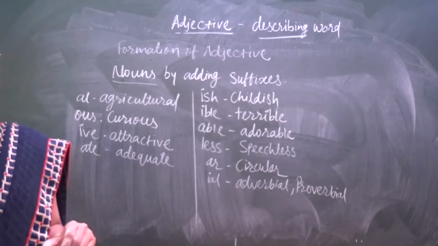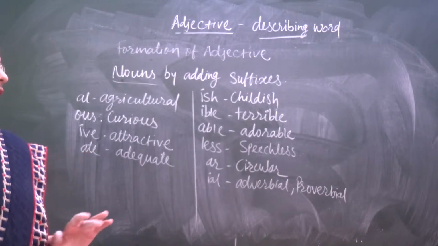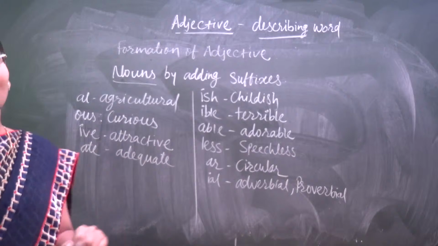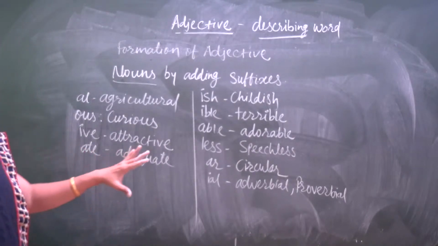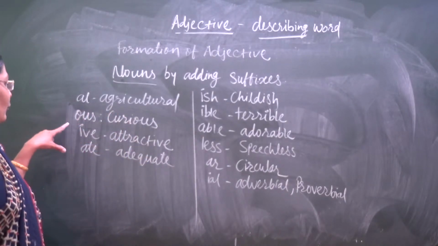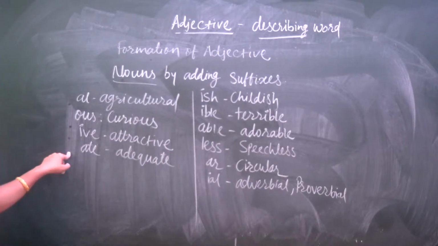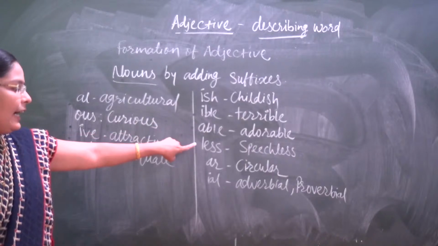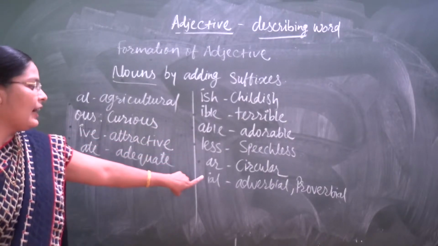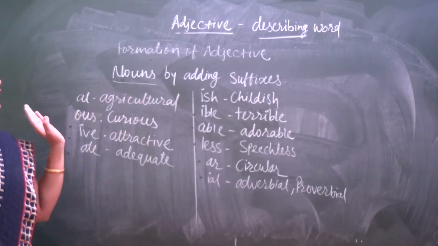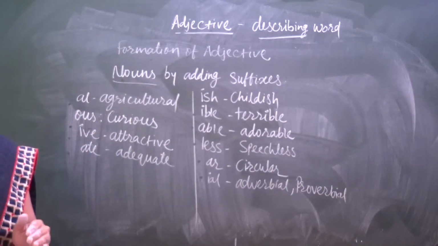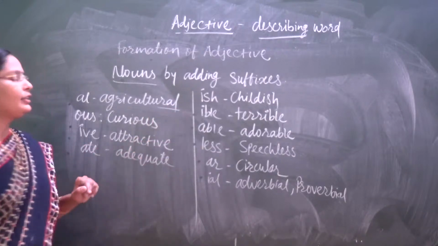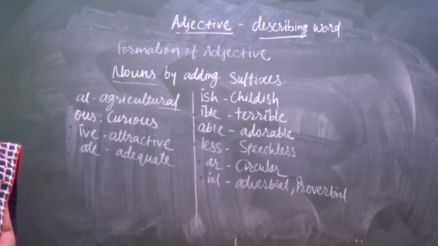And it is your task. It is your today's task that you form about five adjectives for one suffix. So by adding al, ous, ive, ate, ish, ible, able, less, ar, ial, by adding these suffixes, you can form the adjective. So for identification, you should look at the ending, and you can identify the adjectives.